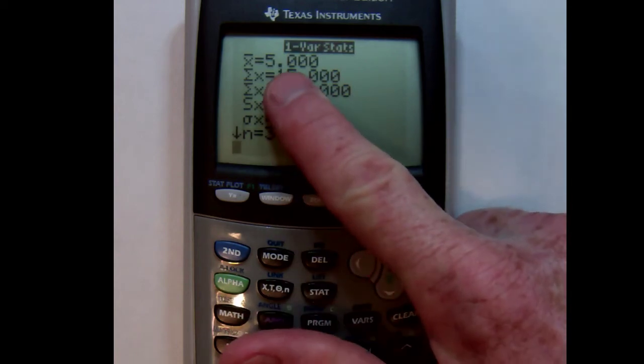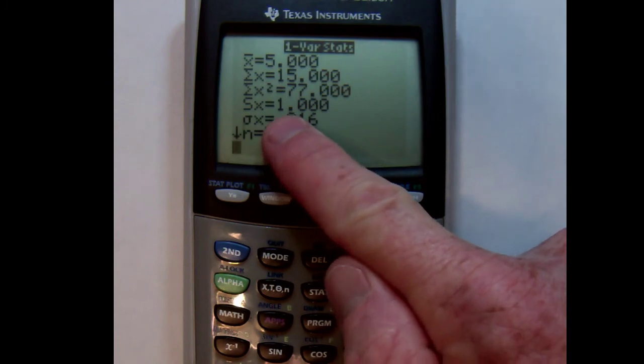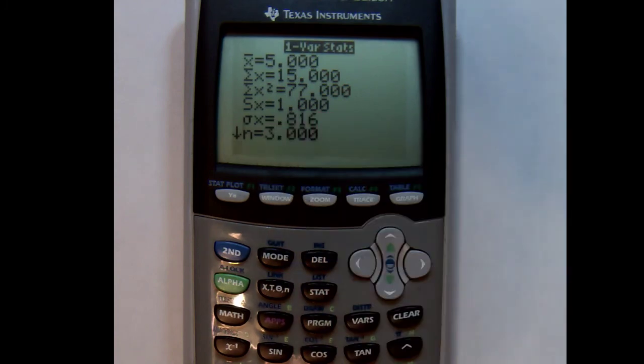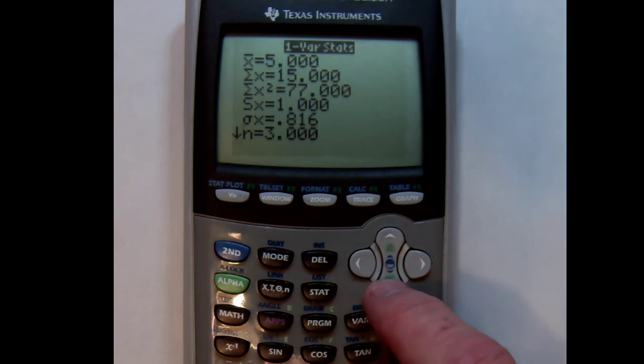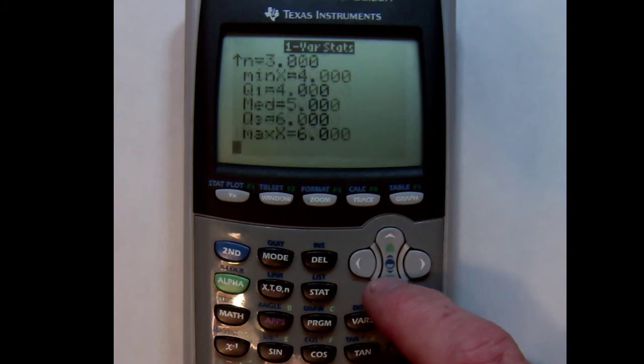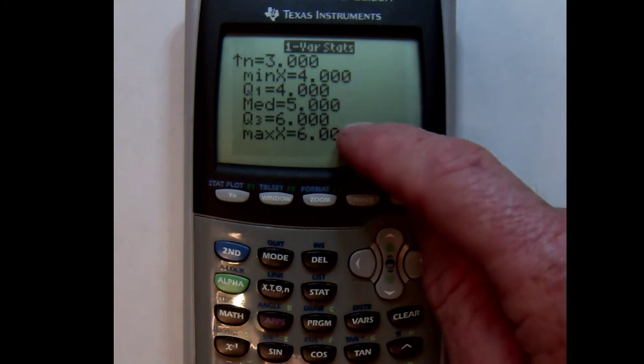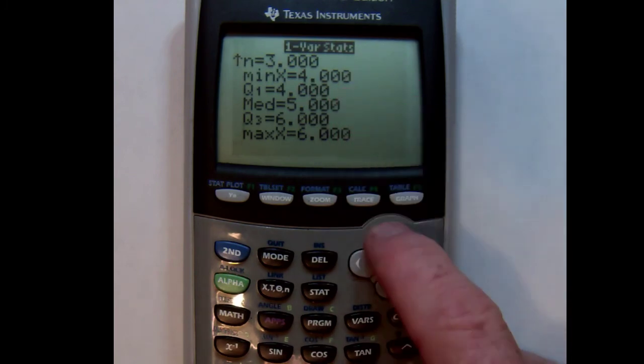So we found out that the average is 5. The other important thing is the standard deviation, Sx is 1. The sample size, n is 3. And in some sections that are coming up, you'll also need these numbers in order to make a box plot. Use these numbers: the minimum, the first quartile, the median, etc.